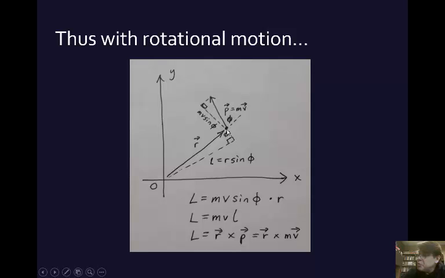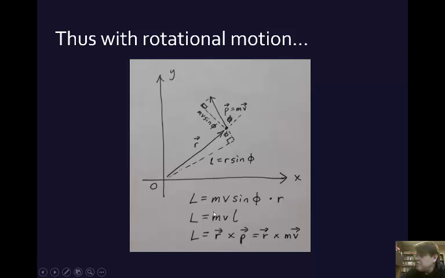So if the angle between the line from the origin on out through the point and the direction in which the point is moving, if we call that phi, these opposite angles are going to be the same. So phi here, if I take the sine of phi and multiply it by r, which is the hypotenuse, then r sine phi is going to tell me what the length is of this lever arm here.